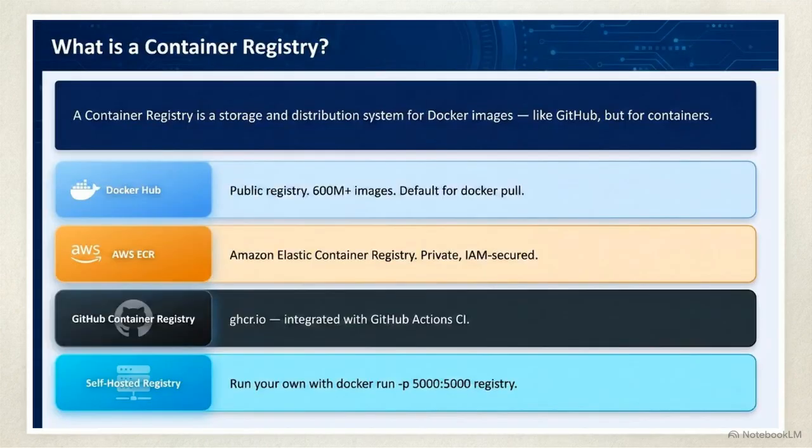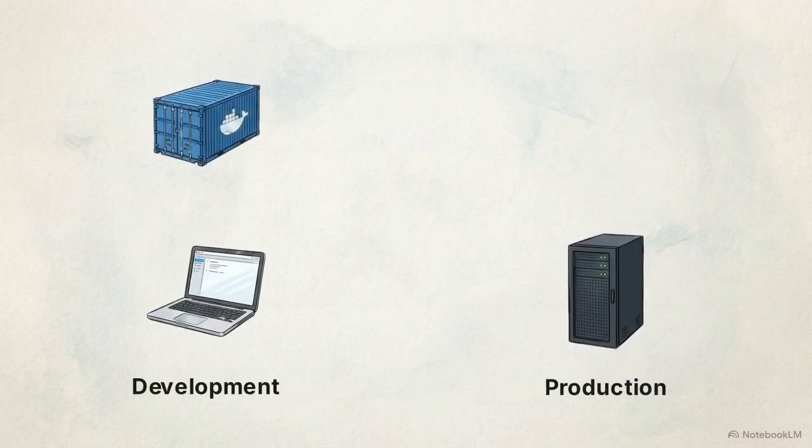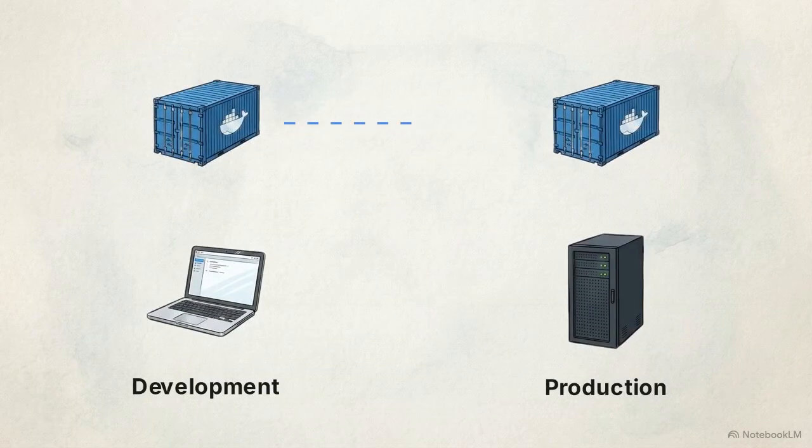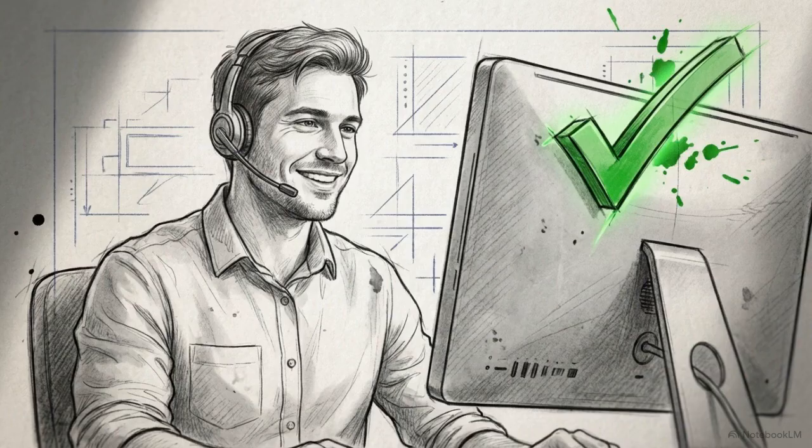Teams use public registries like Docker Hub for open source images, or private, secured registries like AWS ECR for enterprise applications. Finally, the production server executes a docker pull command to download that identical, immutable image and execute it. Because the production server pulls the exact same artifact compiled by the developer, this workflow guarantees absolute environmental parity. The "it works on my machine" problem is permanently solved.